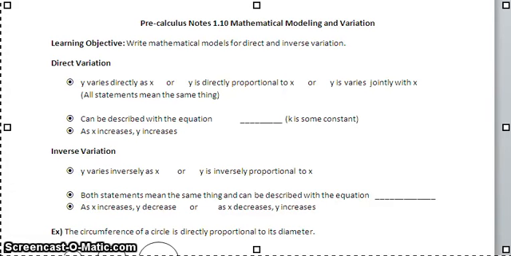This video covers pre-calc notes 1.10. We're going to be dealing with the concept of variation, specifically direct variation versus inverse variation.